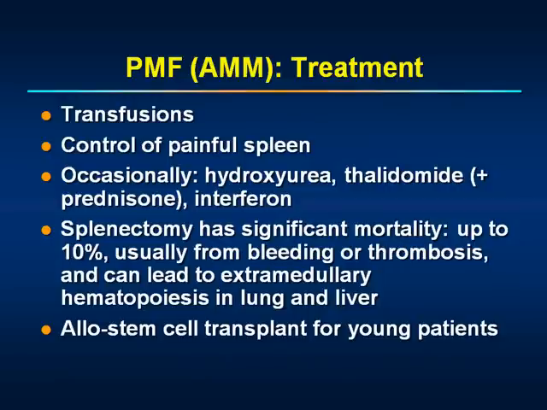The treatment is transfusions, control of painful spleen, occasionally hydroxyurea and thalidomide. Splenectomy has significant mortality both for primary and secondary myelofibrosis, usually from bleeding or thrombosis, and can lead to extramedullary hematopoiesis in lung and liver, so it's a really significant problem. In young patients, allogeneic stem cell transplant is used.